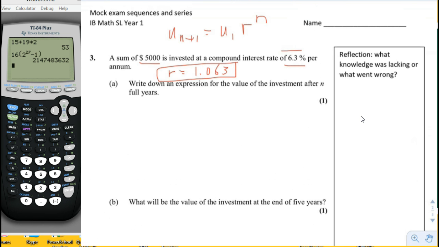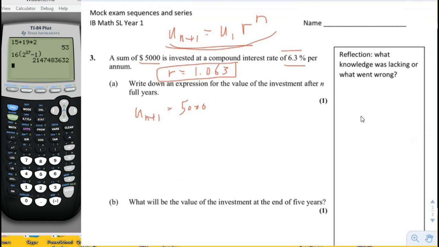Okay. Now it says write down an expression for the value of the investment after n full years. So we already have this formula from above, so we'll write that. Un plus 1 equals U1, and we do know U1. U1 is 5,000.